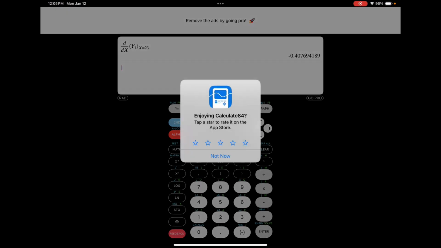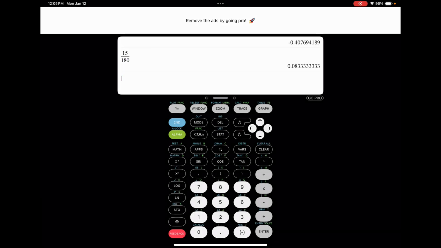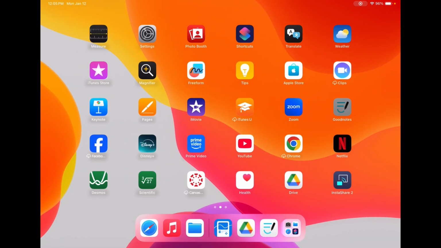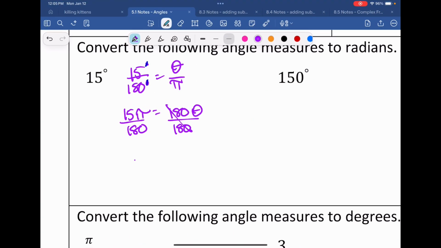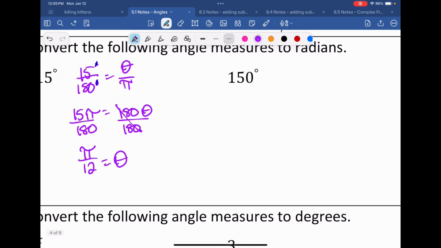We have fraction bars. So on my calculator, it's alpha y equals enter. Then we do 15 and then 180. Let's see, and then math 1. So 1/12. Okay, and that's why it works. And most of the time, I'm probably not going to do that.